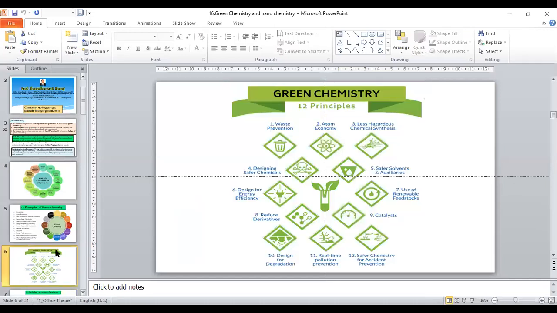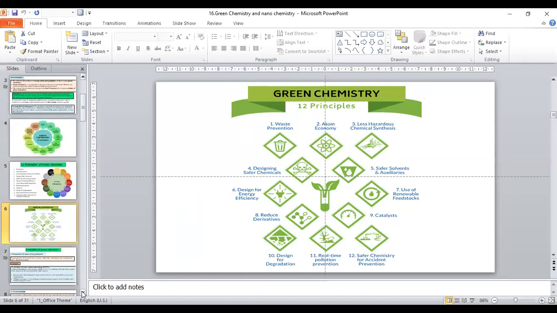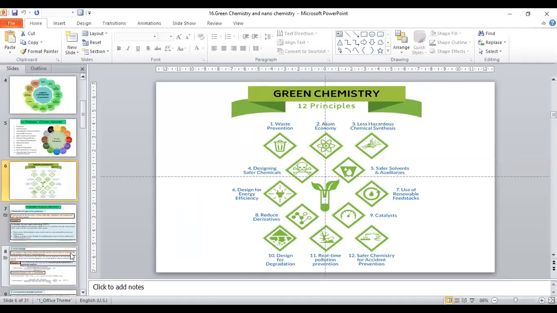These are the 12 principles, remember. No question will be asked on all the 12 principles. For the board exam, they can ask only one principle or any two principles, or they will give the name of a particular principle. For example, explain the atom economy, write the formula of atom economy.